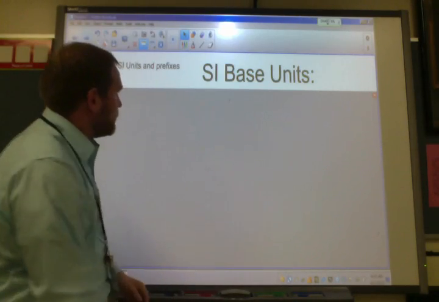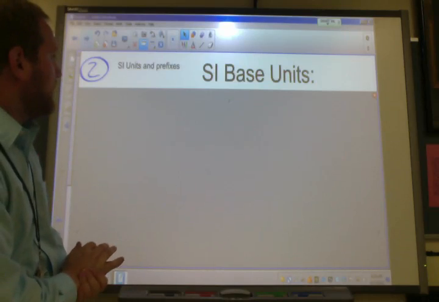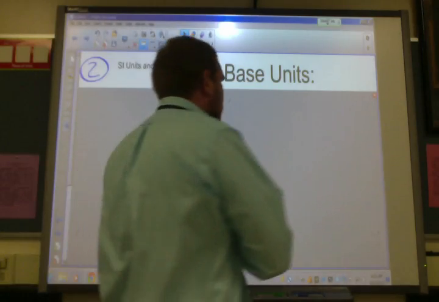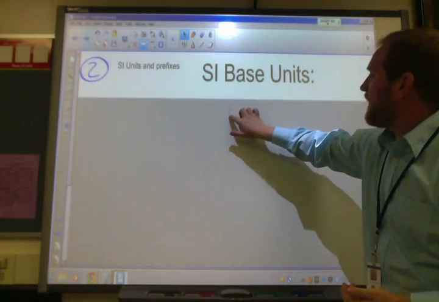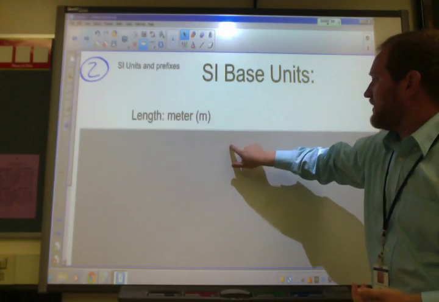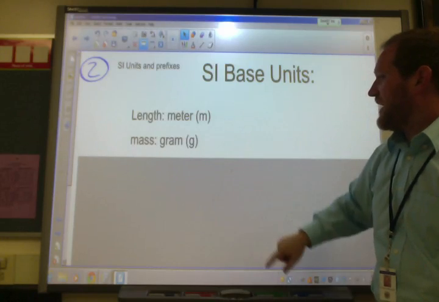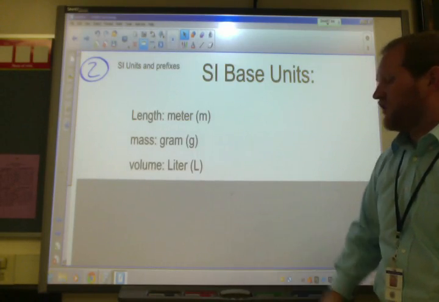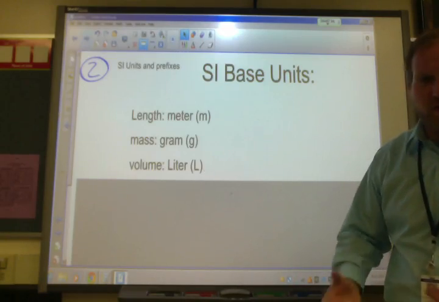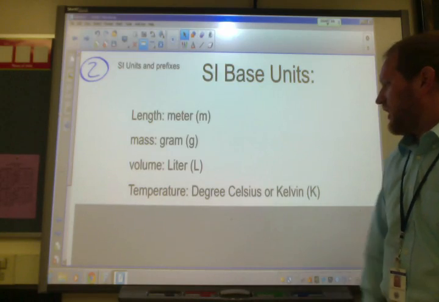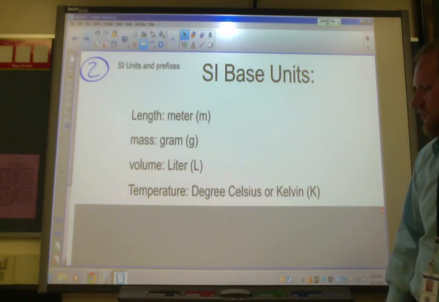Let's move on. Number 2 is SI. SI is the System International, or the metric system. So we'll start with the base units. Your base unit of length is your meter. Your base unit of mass is the gram. Volume is the liter. Volume could also be meters cubed if you do a length, width, and height. Temperature can either be degrees Celsius or Kelvin.